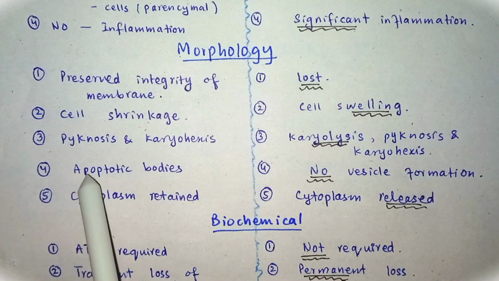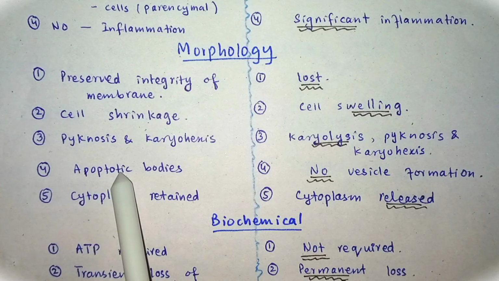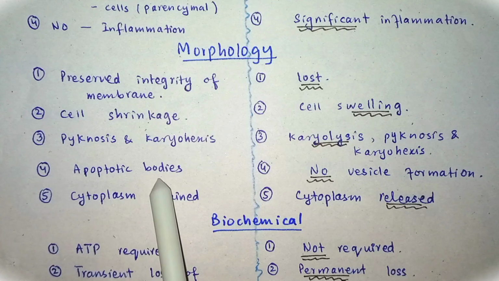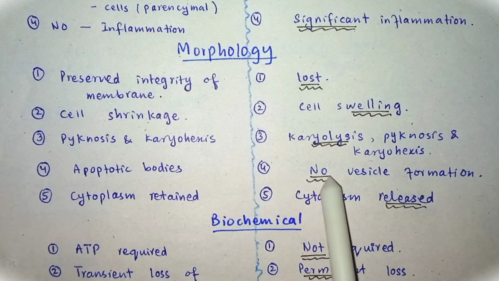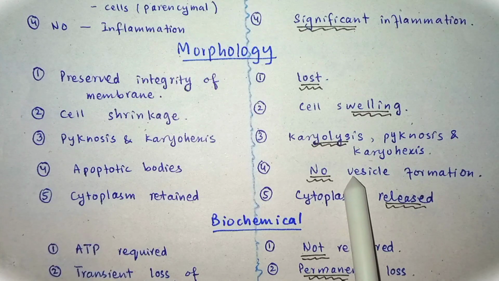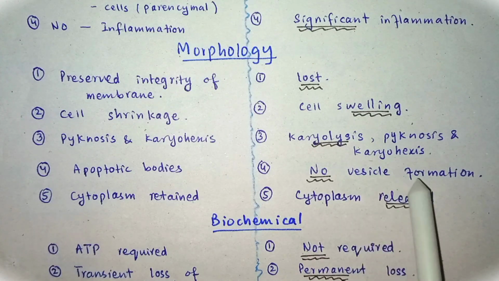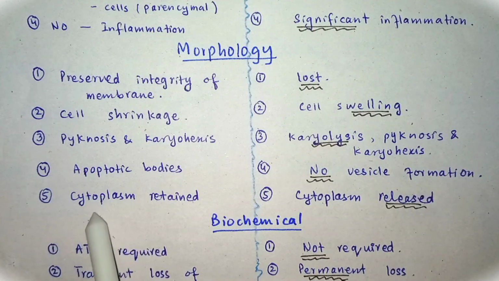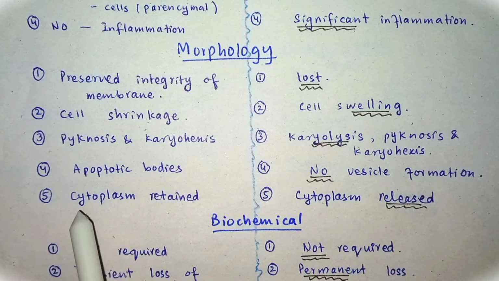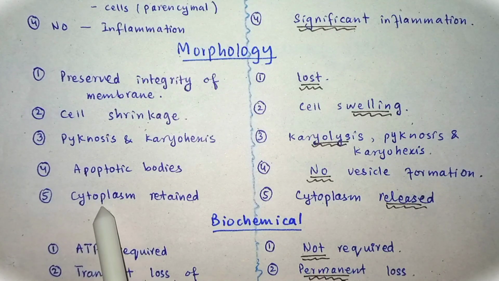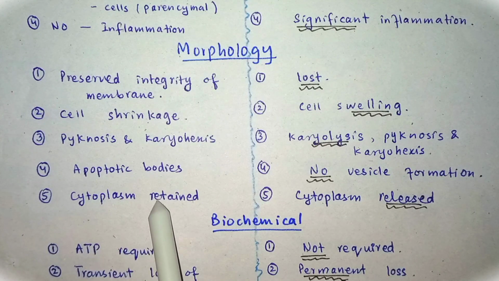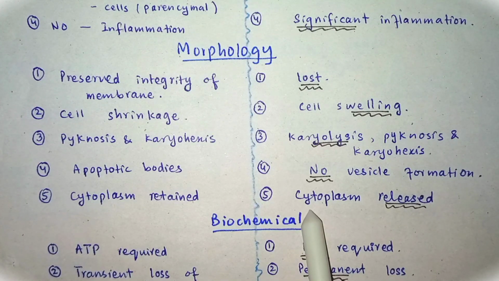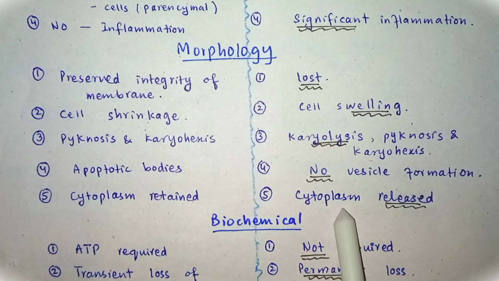Morphologically, in apoptosis there is formation of membrane-bound vesicles that are called apoptotic bodies. In necrosis there is complete lysis of the cell, so no vesicle is formed. In apoptosis, the cytoplasm with the organelles is retained in the apoptotic bodies. In necrosis, the cytoplasm is released out.